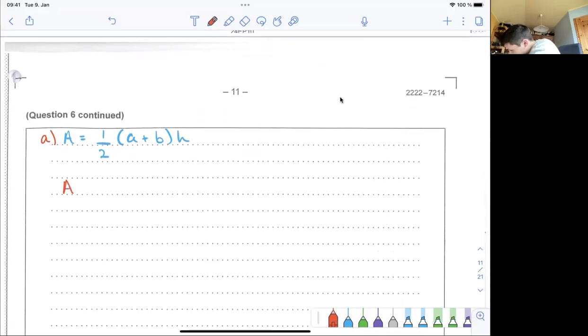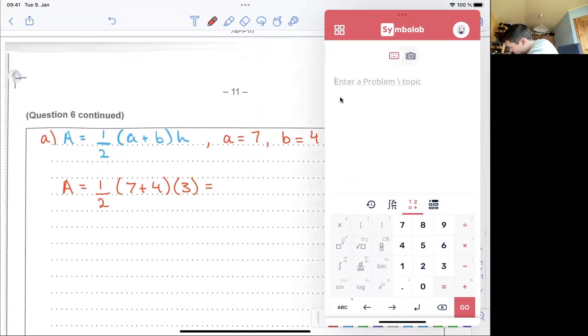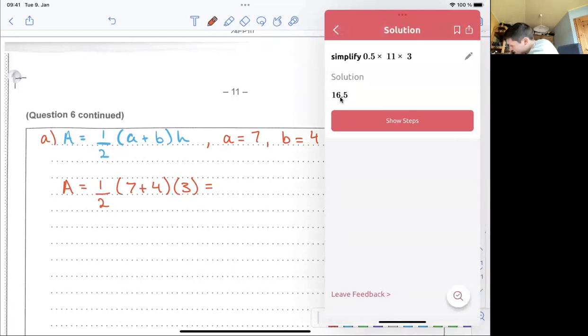In fact, let's even say up here we'll go a is equal to 7, b is equal to 4, and h is equal to 3. Cool. And so we'll put this all into the formula, 7 plus 4, and then multiplied by 3. So we'll go 0.5 times 7 plus 4, which is 11, times 3 equals, and we get an answer of 16.5.